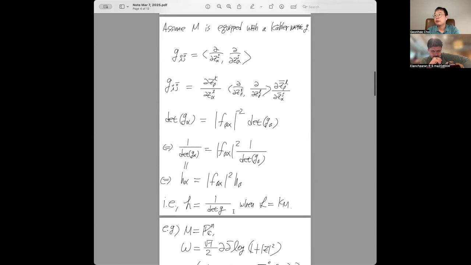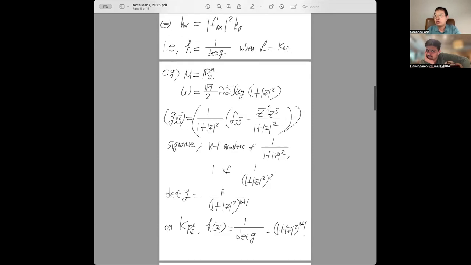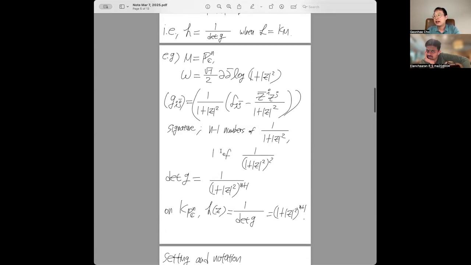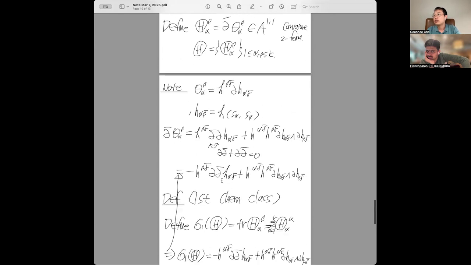So we can simply summarize the following. If we have a complex manifold, we don't even assume it to be compact, equipped with the Kähler metric G, then we can consider 1 over the determinant of G, which is positive for sure at each point of the manifold. Then we can choose this as a Hermitian metric on the canonical line bundle. Let's skip everything for a moment. This is just the example in the case of the complex projective space. So what we want to do is the following.